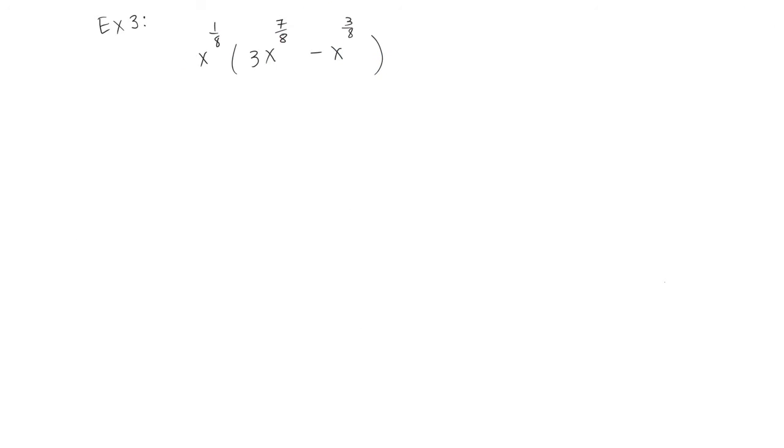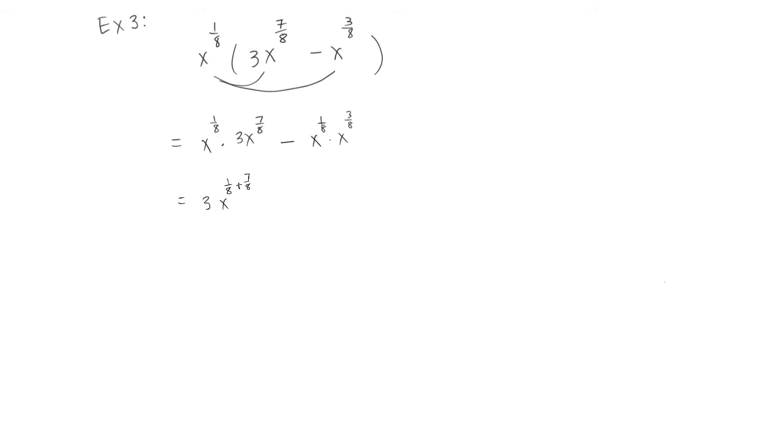All right, in this example, we're going to multiply. So we're going to distribute. We're going to take and multiply that x to the 1/8 times 3x to the 7/8. And we're also going to multiply it times x to the 3/8. And then we would have 3x to the 1/8 times x to the 7/8.